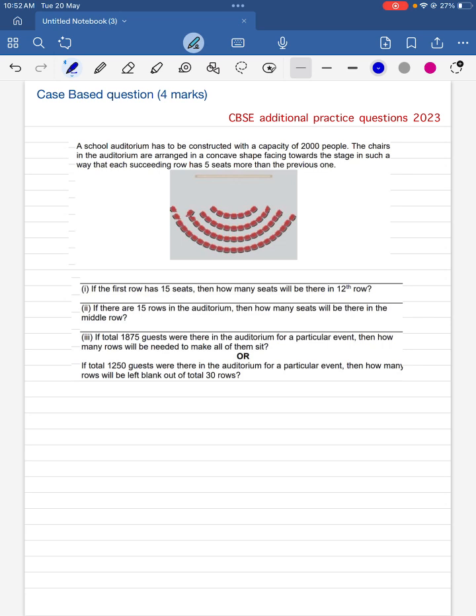Now, the first part, they've asked you to find out if the first row has 15 seats, then how many seats will be there in the 12th row? Okay, so let's write out what is given in the question. It's given that there are 15 seats in the first row, which means the value of A is 15. The common difference, because they've said that each succeeding row has 5 seats more than the previous one, so the value of the common difference D is 5.